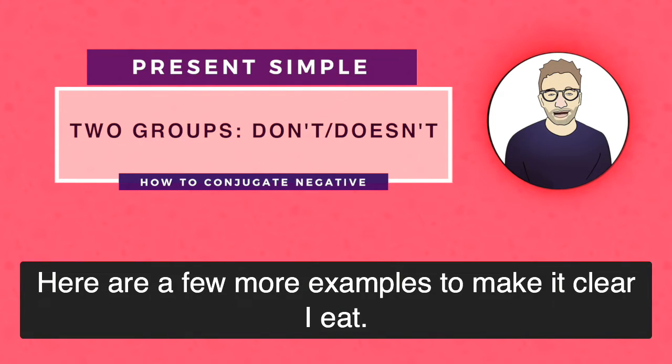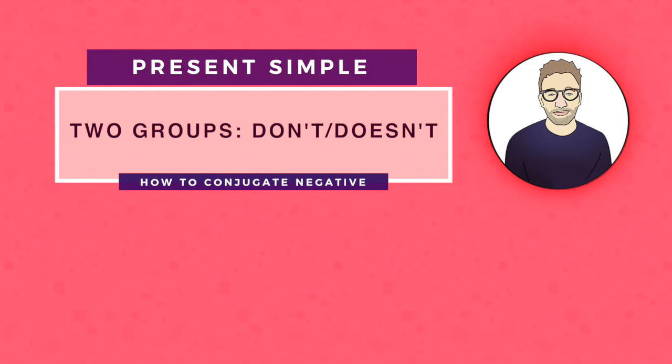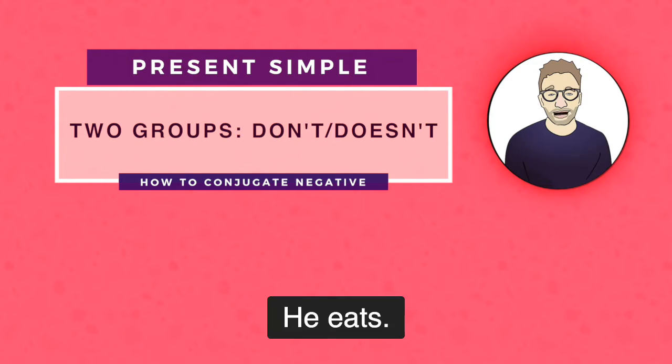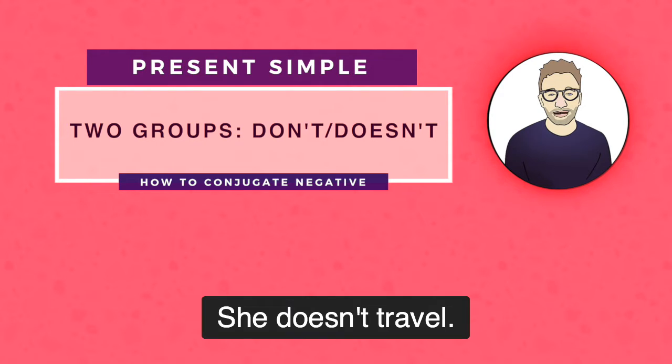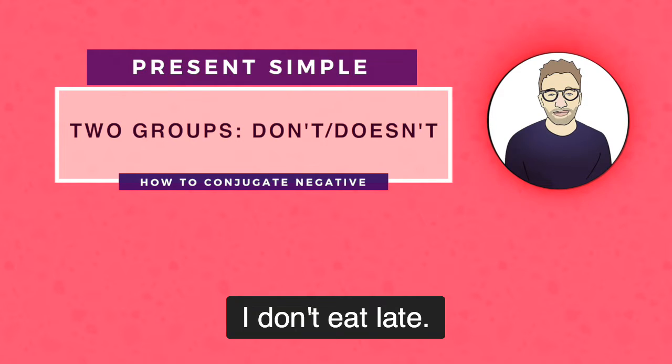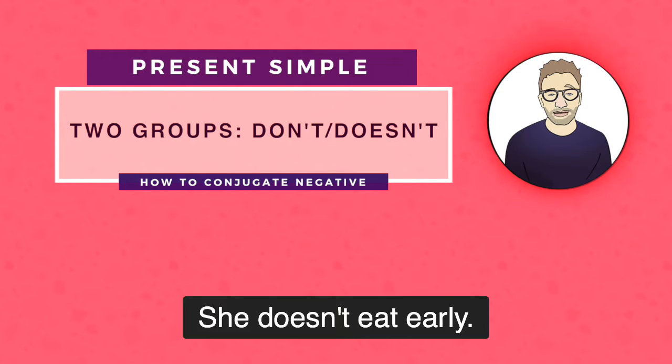Here are a few more examples to make it clear. I eat, I don't eat. He eats, he doesn't eat. You travel, you don't travel. She travels, she doesn't travel. I eat early, I don't eat late. She eats late, she doesn't eat early.